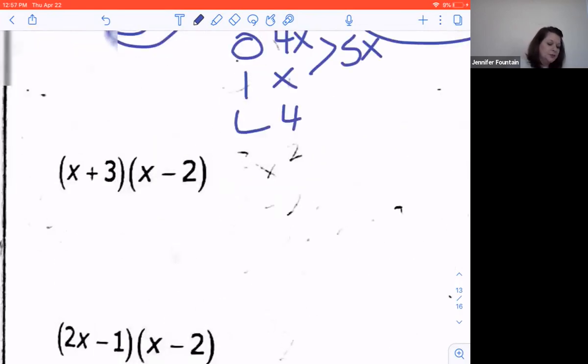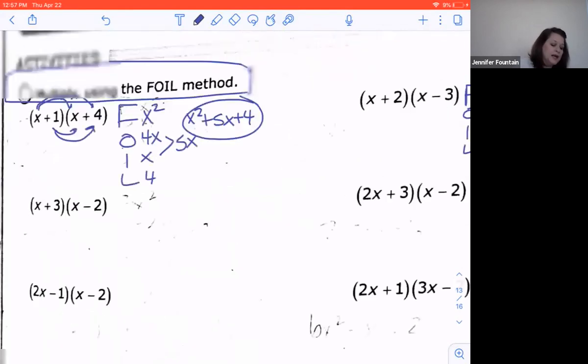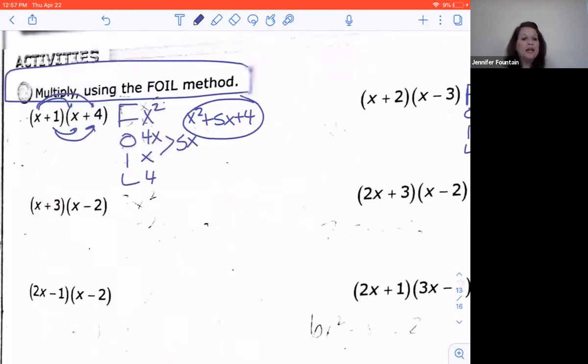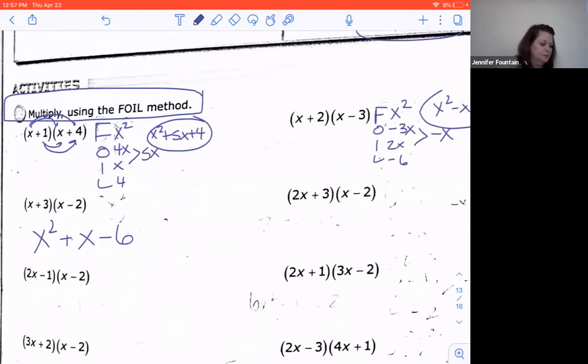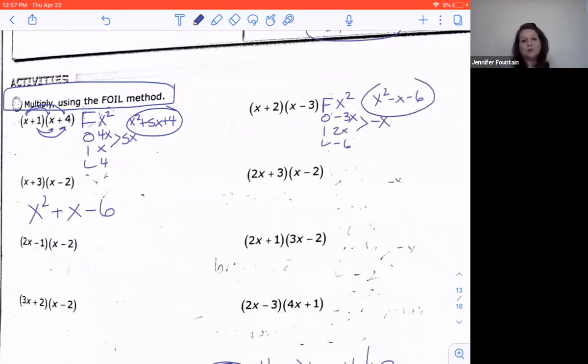The next one down, it's going to be very similar to that one, but notice that on this one, my 3 has the positive sign in front of it. The last one had the negative sign. So this one is going to be x squared plus x minus 6. So the main thing between those last two: the first terms and last terms are the same, but my middle terms, when I combined, now I have a positive x.